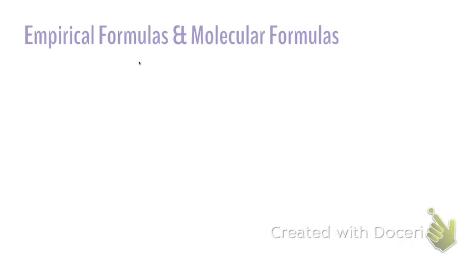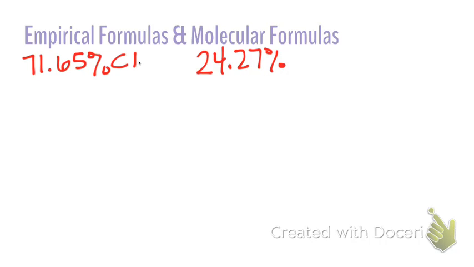Okay, so we have an unknown, right? That's why we have empirical formulas, and the way we solve them, because we get some unknown sample that we know its mass. We know the percent composition of it, but we don't know what the formula is. When that would ever happen, I don't know, but whatever. Okay, so this one says it's 71.65% chlorine. It is 24.27% carbon and 4.0% hydrogen, right? By mass, those are the percentages.